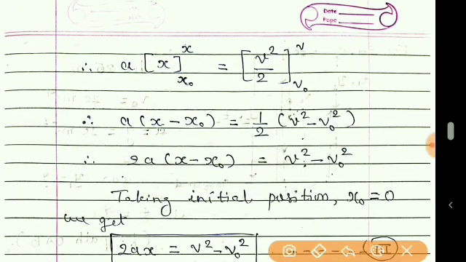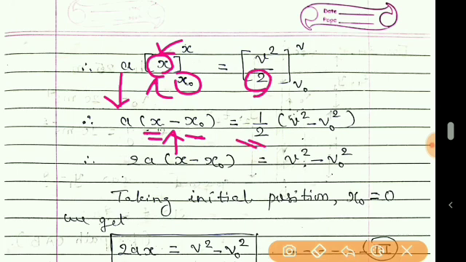Next, a is constant, so it stays outside. Once we put x in place of x, that is the upper limit, minus x naught in place of x. Similarly, this 2 which is in the denominator is taken out. What remains inside? v square. The upper limit is v, so in place of v we'll put v only. So it is v square minus, in place of v we'll put v naught, so it is v naught square.